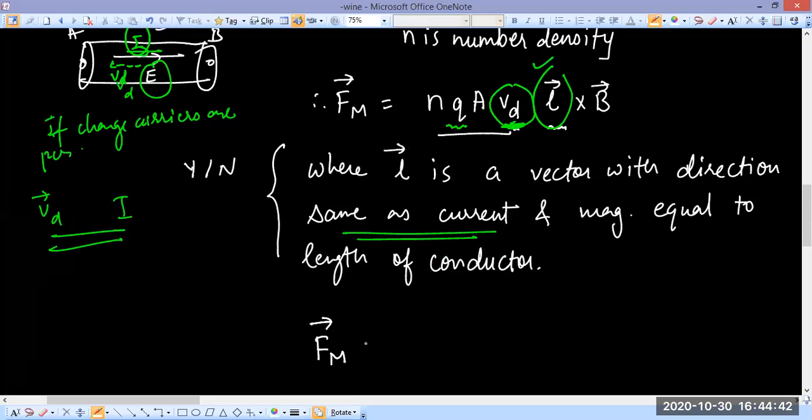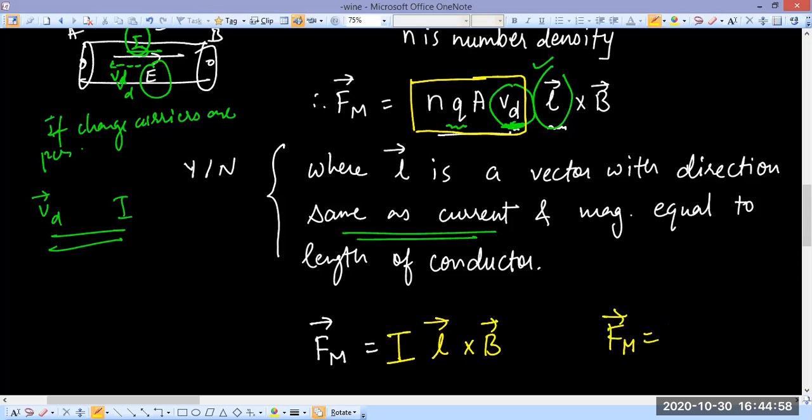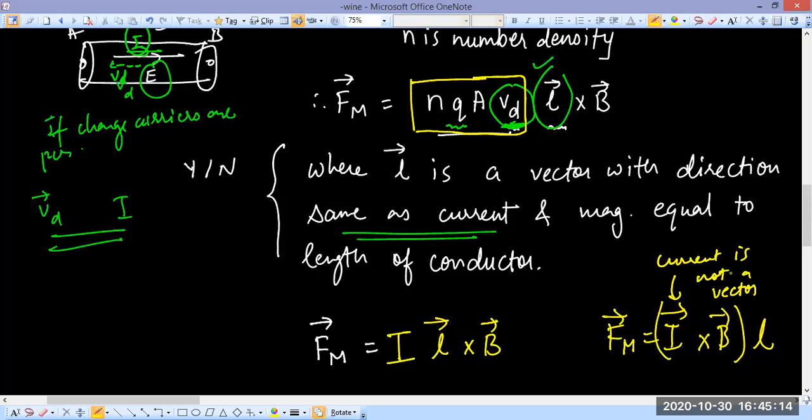Fm vector is equal to, okay, so now have a look at what I'm making a box around: NqAVd, that is current, L vector cross B vector. Why this had to be done, you will understand now; if not yet, then it can't be written like this. I hope you realize why. Suppose we don't do this, then we would have to write something like this. This is wrong because current is not a vector. So there is no question of writing anything like this. Current is not a vector.